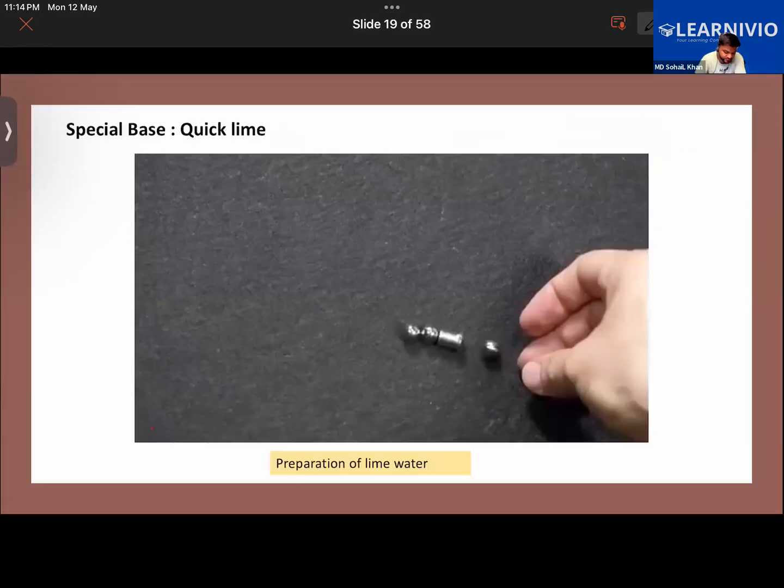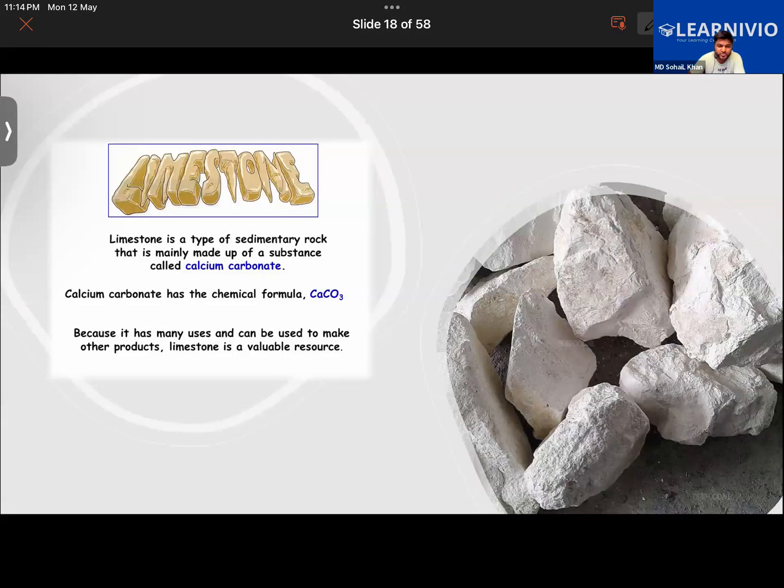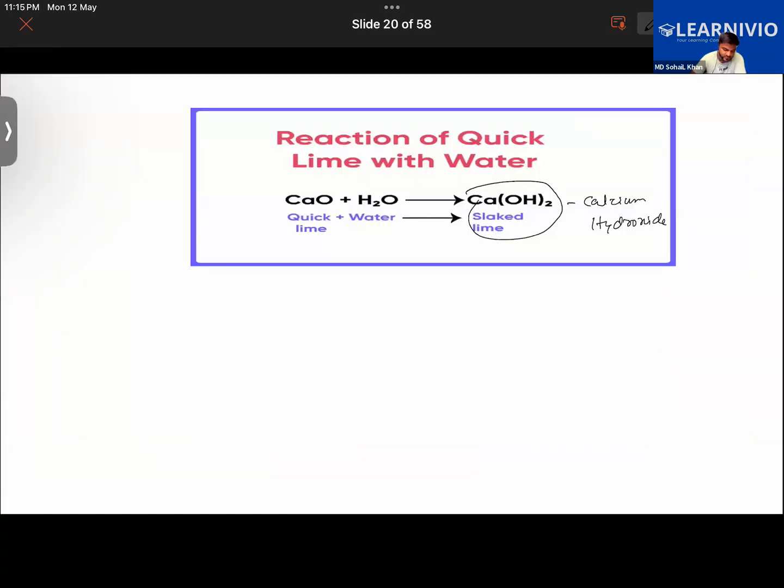First of all, limestone is a type of rock and it is made up of calcium carbonate. And further, from calcium carbonate, we obtain quicklime. I'm saying that from limestone we obtain quicklime, that is CaO. Where do we obtain quicklime from? From the limestone.